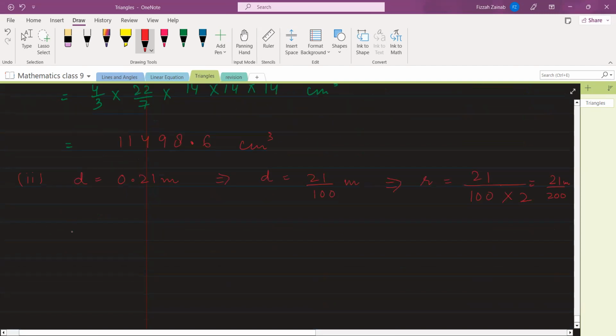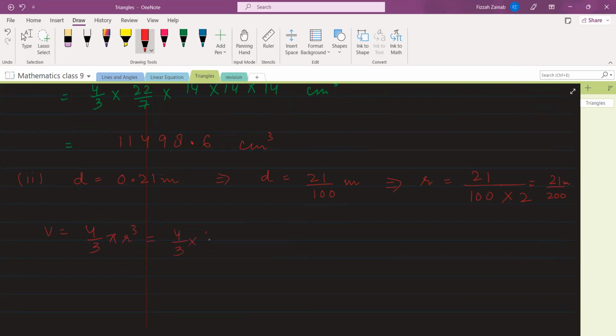So volume is 4 upon 3 pi r cube. So 4 upon 3 into 22 divided by 7 into r cube. So 21 by 200 into 21 by 200 into 21 by 200 meter cube, right?